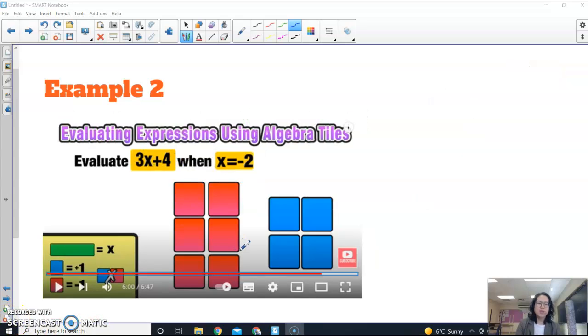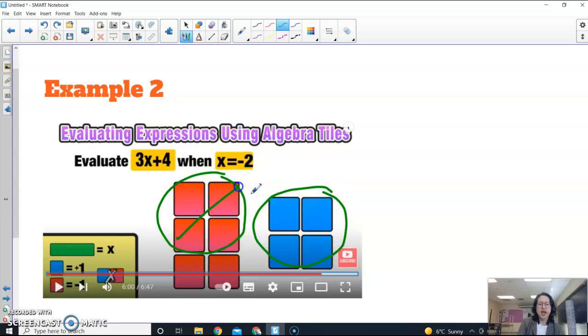Okay, and so for example number 2, when they replaced the x with -2, after grouping the zeros together, so if there's 4 positives and 4 negatives, those two cancel out, we found out that the final answer was this right here, which was the expression was equal to -2 in the end. It's just a coincidence that these two things are equal, okay? But let me just show you how we would represent this just using algebra, okay?